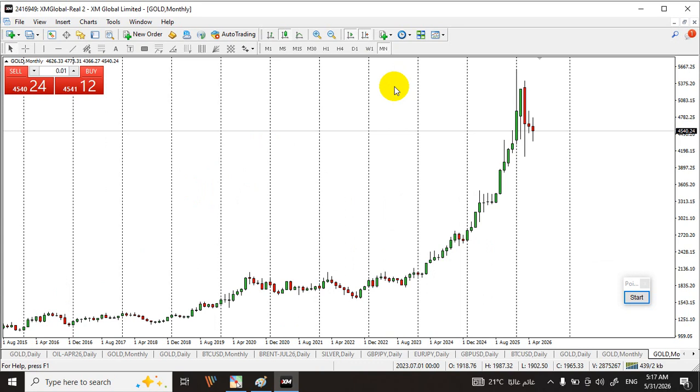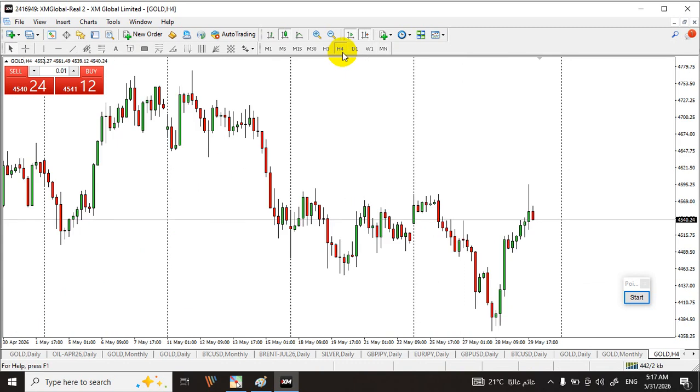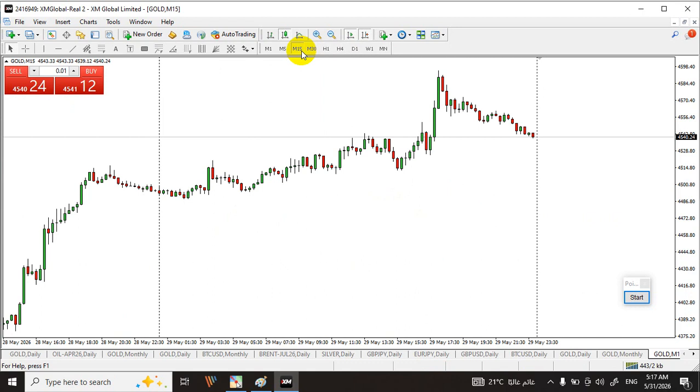Alternative short-term version. You can also apply the same concept on smaller time frames: daily, 4-hour, 1-hour, and entry on 15-minute. The logic remains the same. Alignment increases probability.